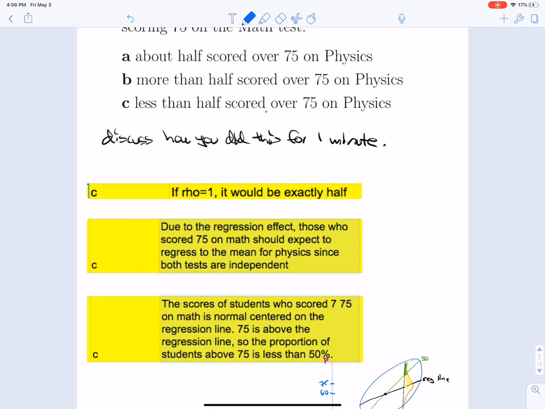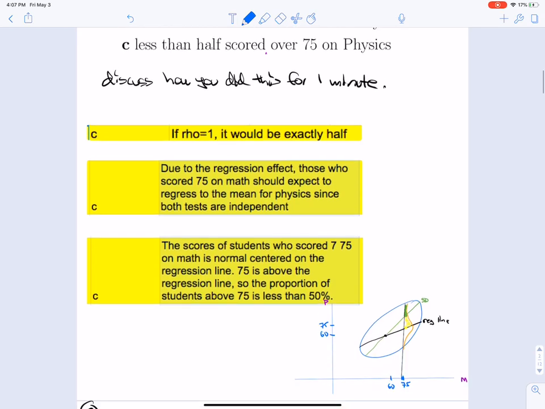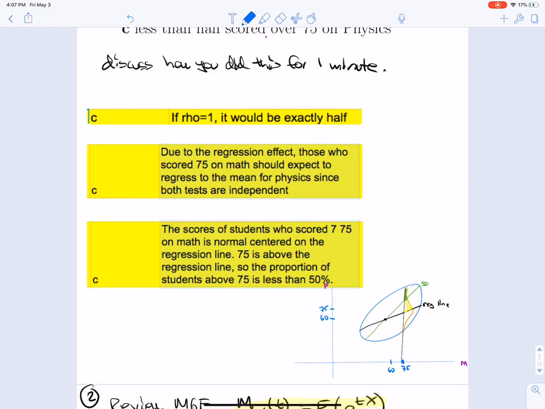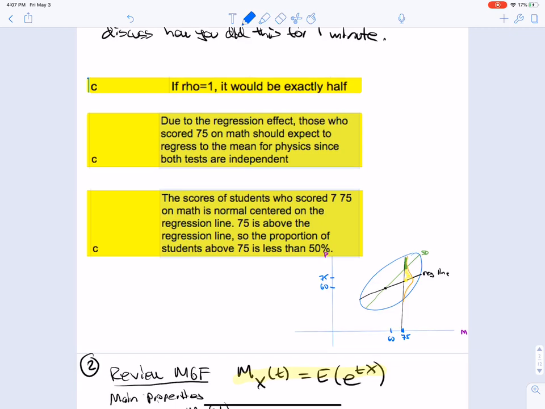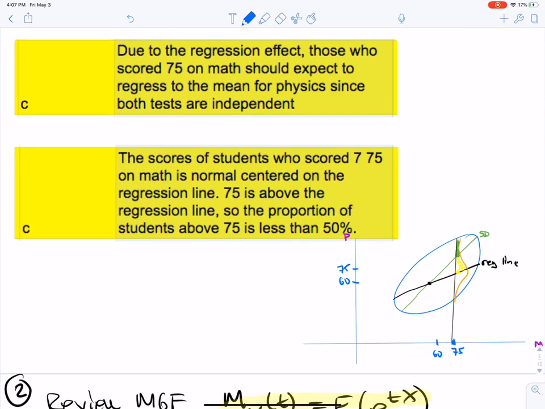And another student writes, the scores of students who scored 75 on math are normal, centered on the regression line. 75 is above the regression line, so the proportion of students above 75 is less than 50%. So that's what I show in this picture here. You can look at concentrating on the math students who get a 75. We have a normal distribution centered on the regression line. And those who got more than 75, that percentage is shown in green, and that is less than the area in yellow, which is 50%.